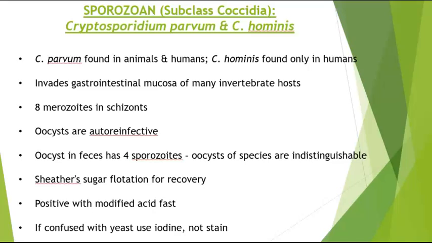You can use Sheather's sugar flotation for recovery of these eggs for methodology. The eggs are going to be lighter than the solution, so the eggs are going to float up to the top of the solution where you're going to be able to collect them and see them under the microscope. You can use the modified acid-fast stain, and the oocysts are going to stain positive, and when they stain positive, that's probably going to be a reddish or a pinkish color.